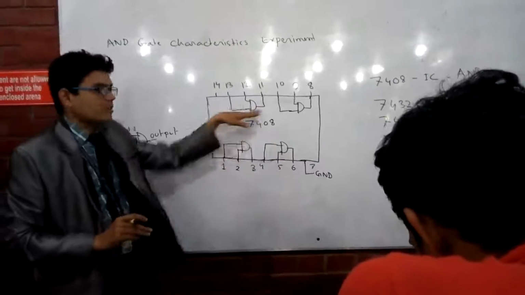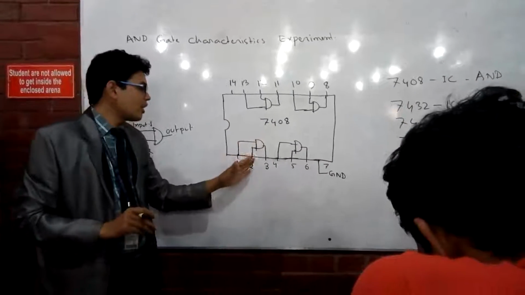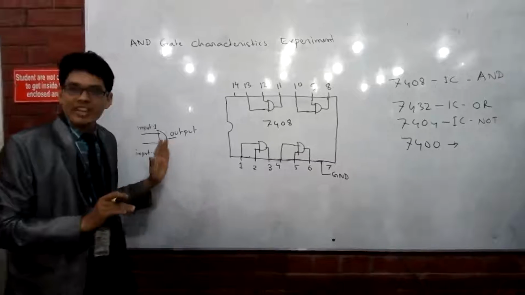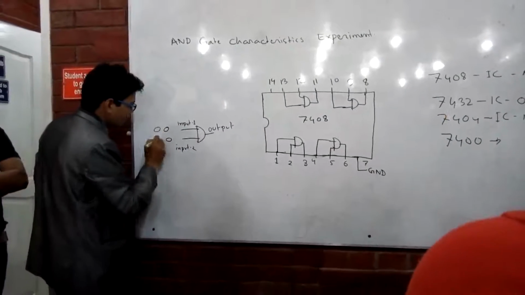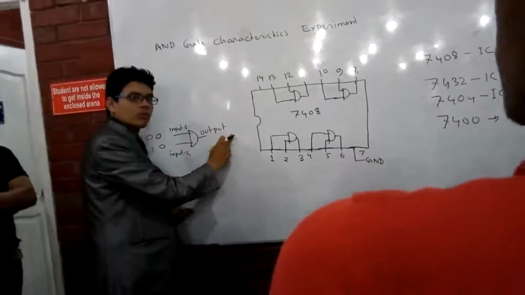There are 4 different gates, right? To verify AND gate characteristics, how many gates do we require? Only 1 gate, because we will give some inputs, maybe 0, 0, then 0, 1, 1, 0, and 1, 1, and we'll verify what the output is, right?